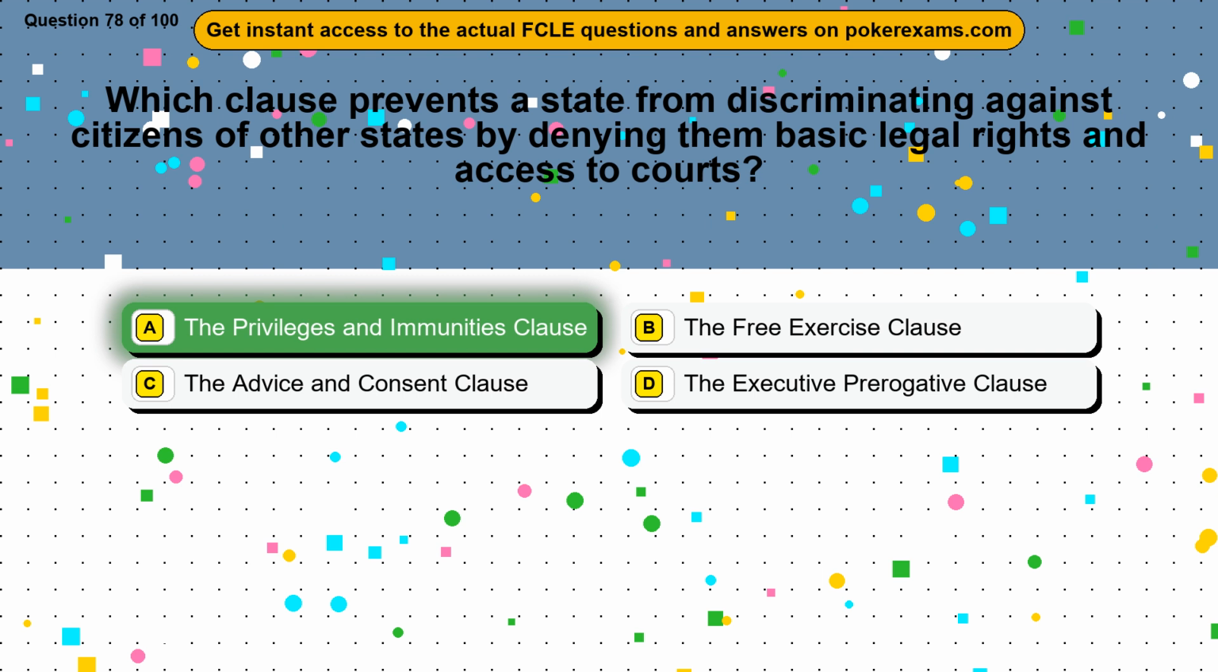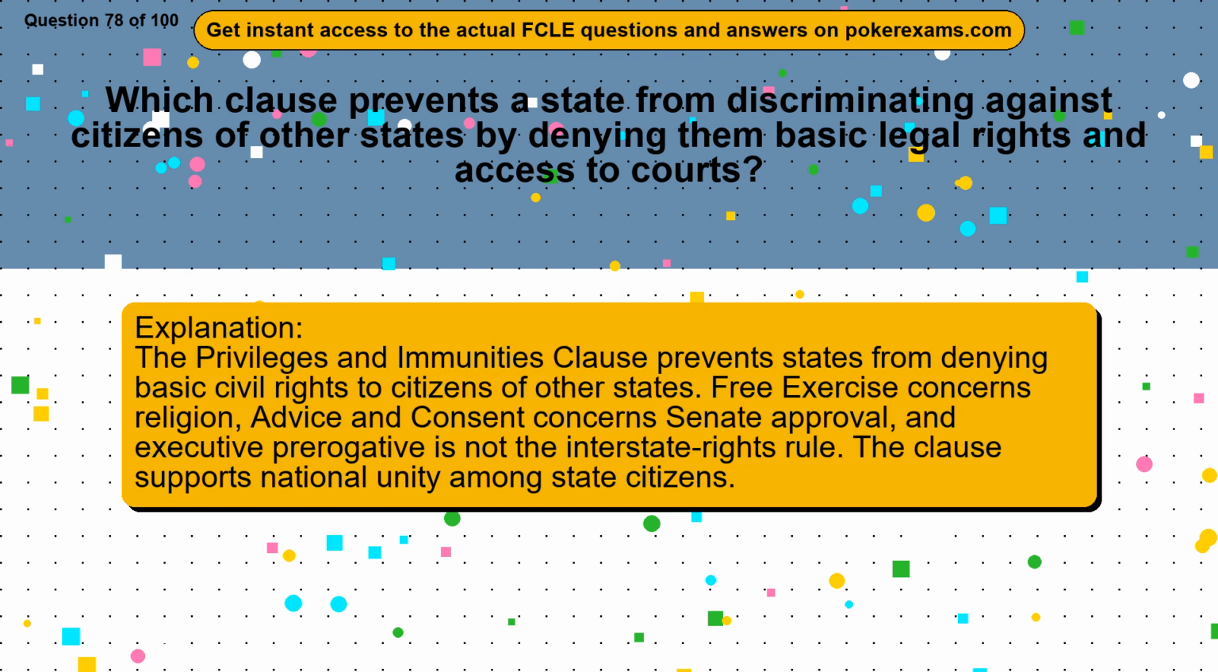The Privileges and Immunities Clause. The Privileges and Immunities Clause prevents states from denying basic civil rights to citizens of other states. Free exercise concerns religion, advice and consent concerns Senate approval, and executive prerogative is not the interstate rights rule. The clause supports national unity among state citizens.